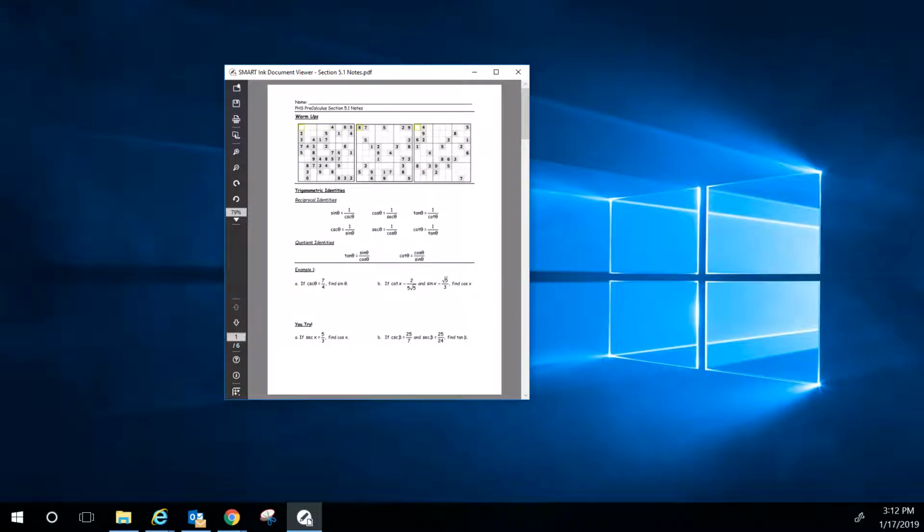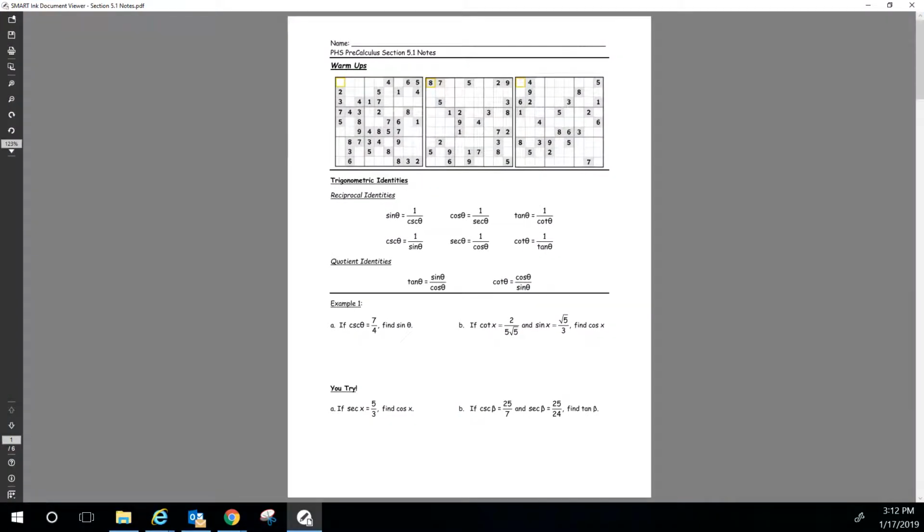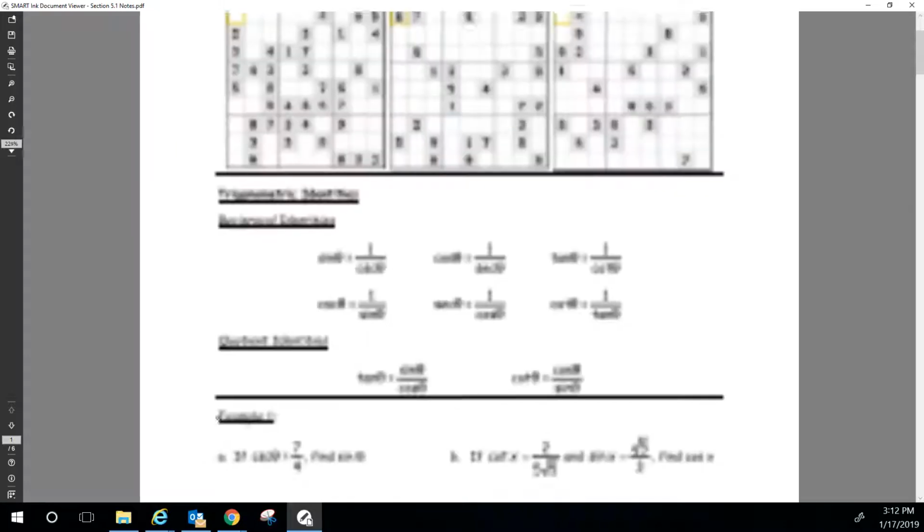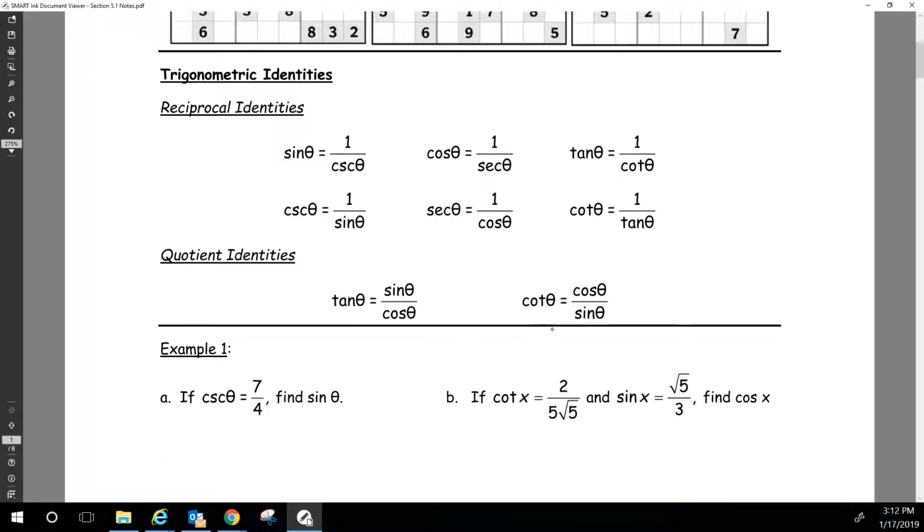Hi guys, welcome to section 5.1. We're finally in chapter 5. We're going to start looking at some trigonometric identities. We'll get to proving them later. Today we're just going to use them to find some information.